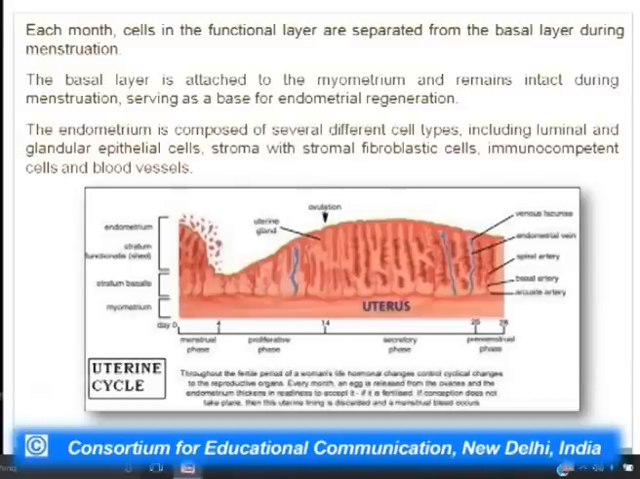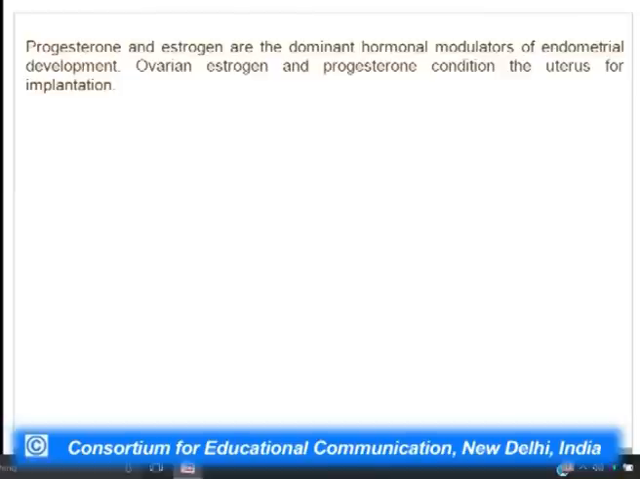The endometrium is composed of several different cell types, including luminal and glandular epithelial cells, stroma with stromal fibroblastic cells, immunocompetent cells and blood vessels. We'll have a look at the hormones which play a part. So, we'll talk about the endocrine mediators and certain other effector molecules which affect this endometrial cycle.